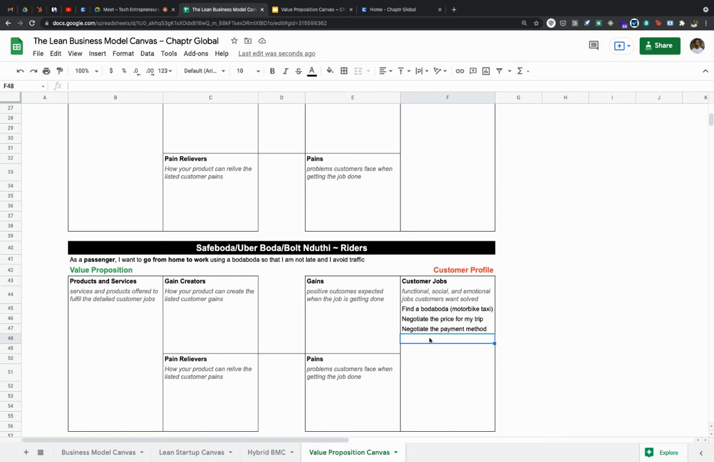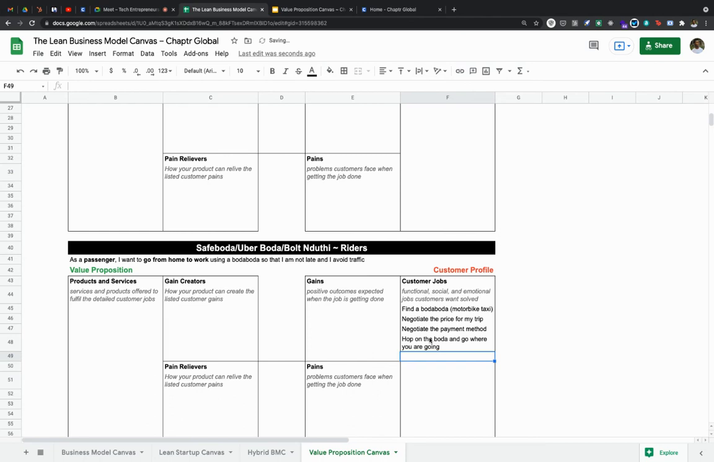I think now you've agreed, you can set off the journey. Okay, so we want to hop on the boda and go, right? Yes. So hop on the boda, and go wherever you're going. Awesome, that's cool. What's the next thing?